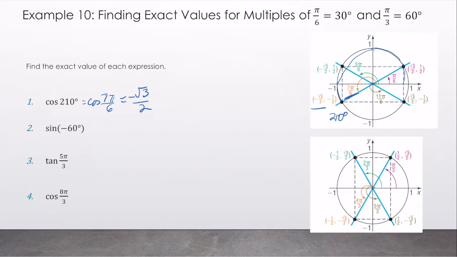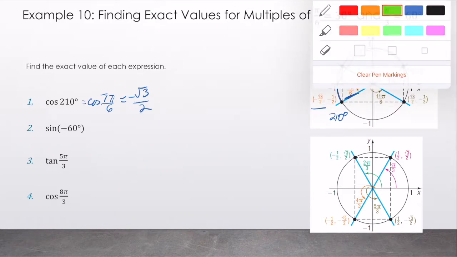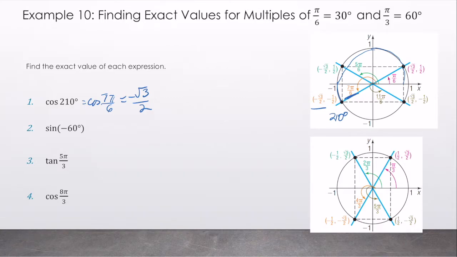is my value for cosine. Changing colors, if I have sine of negative 60 degrees, here's my one for 60 degrees, right? This was 30 degrees. Negative sign, that means I go counterclockwise, negative 60 degrees, so that puts me here. Sine is my y value, so I have negative square root of 3 over 2.